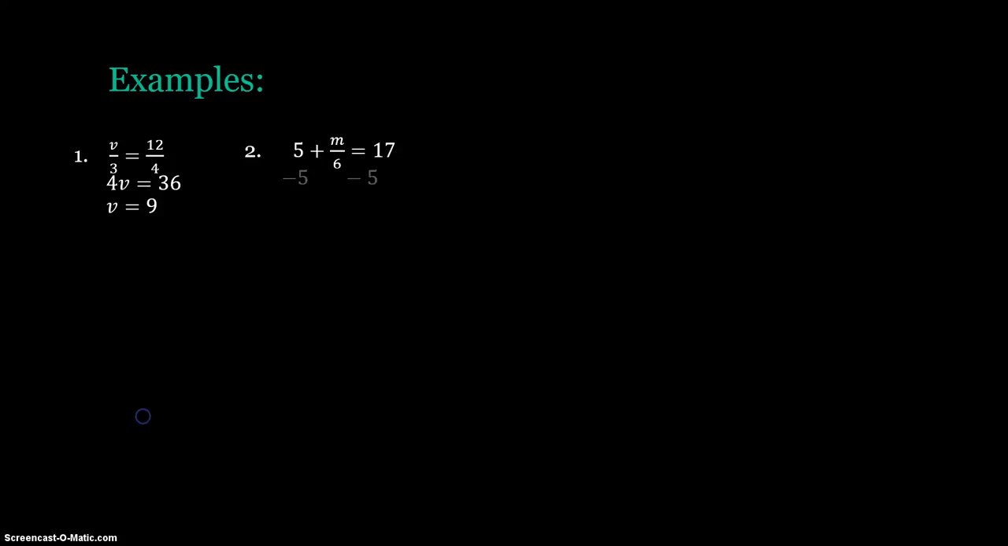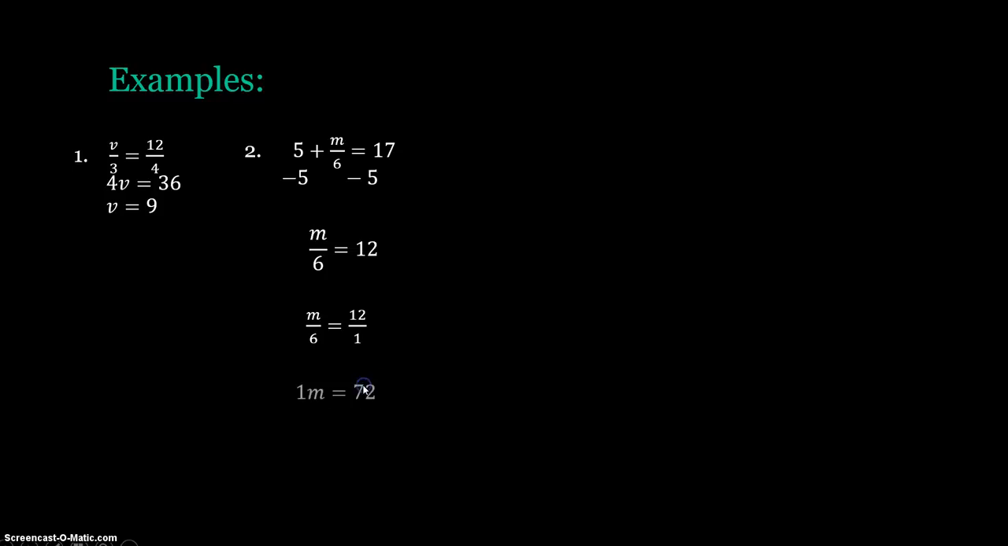Here we've got 5 plus m divided by 6 is equal to 17. Well, we can get rid of that 5 first by subtracting 5 on both sides, which gives us m over 6 is equal to 12. Now we want to make this a proportion. So instead of leaving it like it is, we write it with the 12 over 1. Now we can solve it just like a proportion.